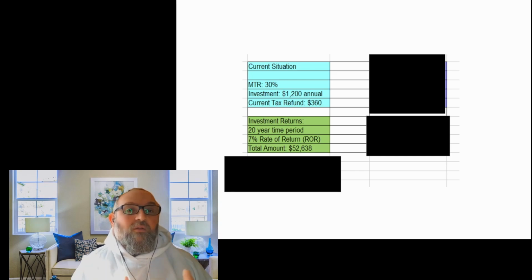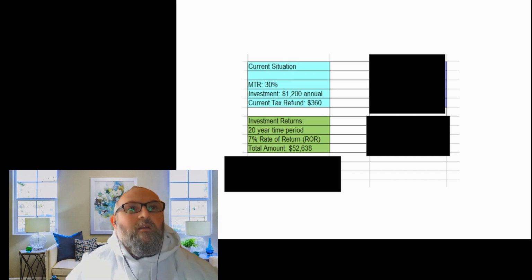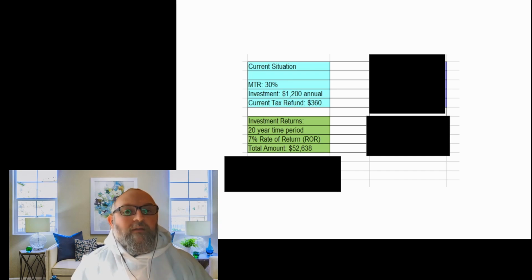Now, what does this look like for retirement purposes? So I did it here, investment returns over a 20-year period. We did a 7% rate of return, which is pretty common, pretty middle. The total amount that you would have is $52,638, right? That's how much you would save and get compound growth over $1,200 invested annually.